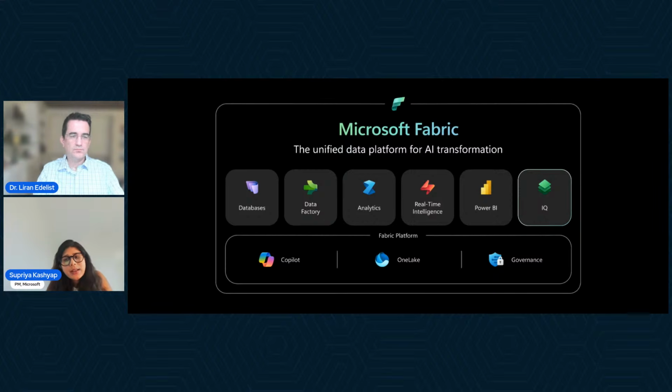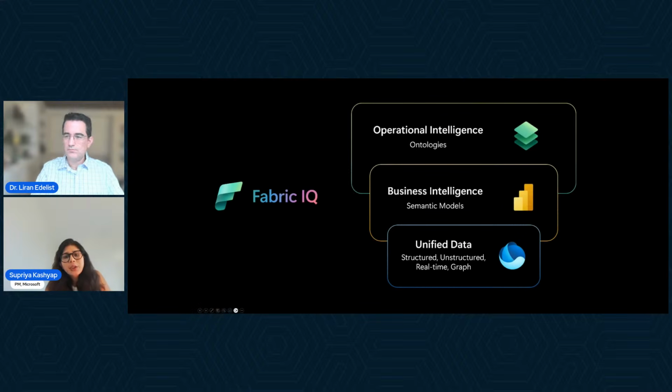So this is the semantic and AI intelligence layer within Fabric that gives business meaning to your data. Everything that we are going to talk about for the next 1 hour sits within the IQ workload in Fabric. So let's double click on what Fabric IQ is. It's essentially a set of capabilities that form the enterprise intelligence layer.